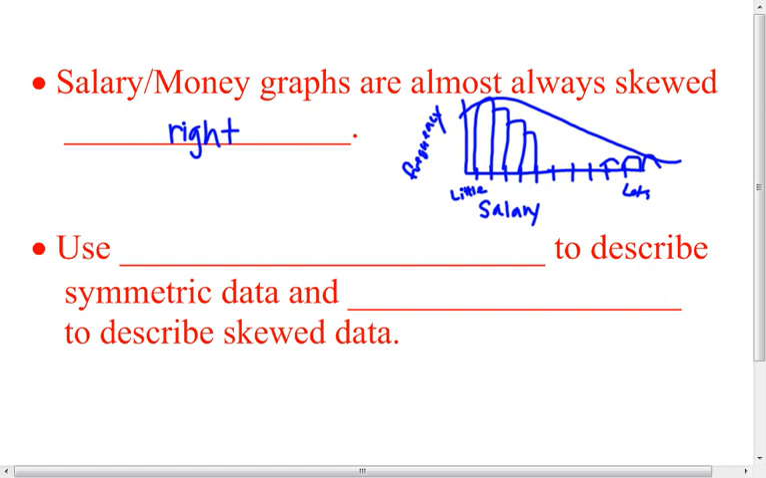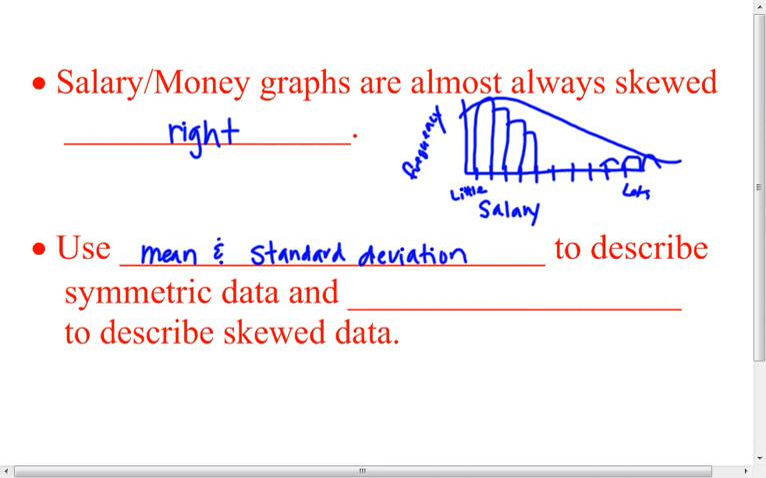Then, this is super duper important. When you have data that is symmetric, you can use the mean and the standard deviation to describe it. So the mean is what you're going to use to describe the center, and the standard deviation is what you would use to describe the spread. You can do that when the data is symmetric, because if it's symmetric, you don't have outliers that are pulling that mean one direction or the other. So mean and standard deviation are the way to go there.